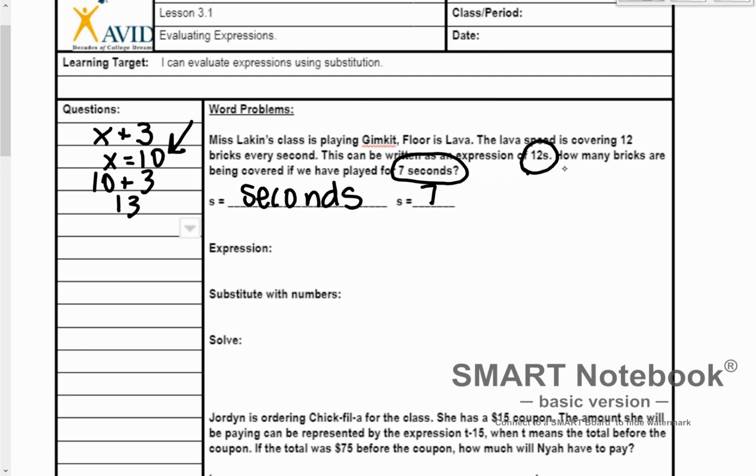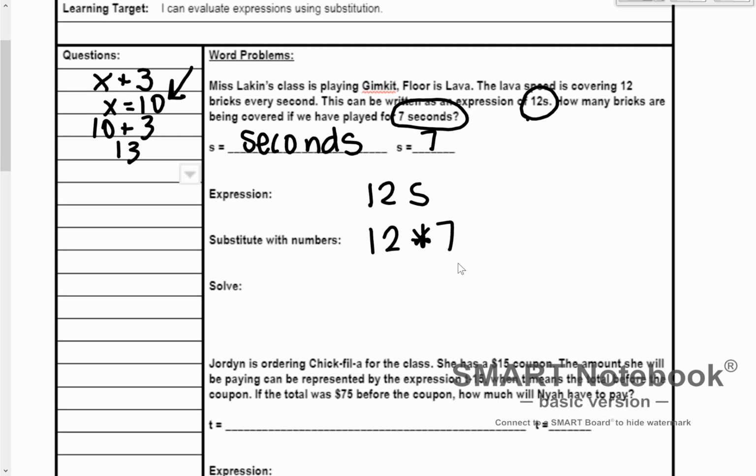So our expression was 12s. When a number is next to a letter, it does mean times, so we are doing 12 times s. So when we substitute in our number, s equals 7, we put in our 7 for our s, and we are now going to do 12 times 7. You can use your multiplication chart for this, or you can stack them and multiply this way as well. 7 times 2 is 14. Write our 4, carry our 1. 7 times 1 is 7, plus 1 is 8.